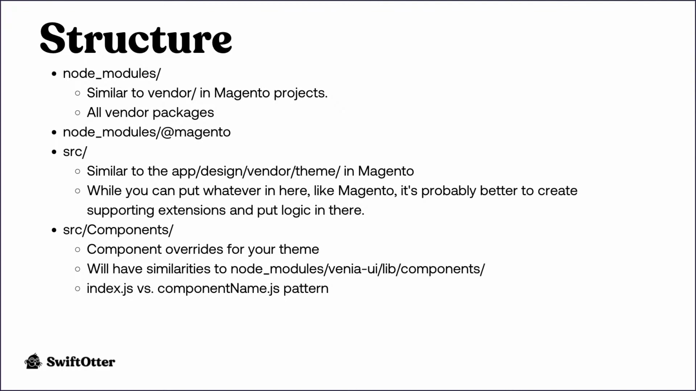SRC components then is where we'll put our overrides for Venia UI, which is the PWA Studio theme. We'll put our overrides for those components inside of this SRC components. And this has similarities to the node modules Venia UI lib components. And I'm seeing that I have a typo here on the screen. There should be @Magento here between node modules and Venia UI.